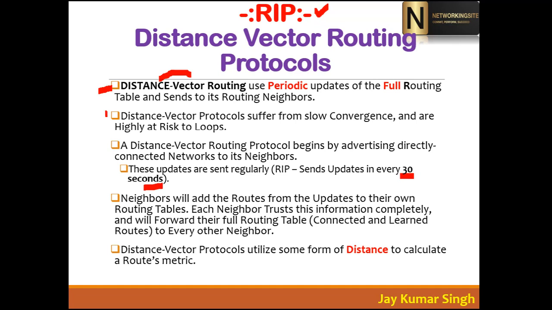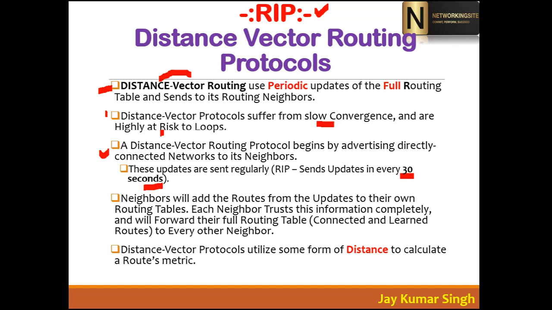Distance vector protocol suffers from slow convergence. It means if there are any changes, it updates its neighbors. After 30 seconds, if there are changes, the convergence is slow, and due to this slow convergence there is a high risk of loops. A loop means there will be a loop in the network, and maybe your network can go down.